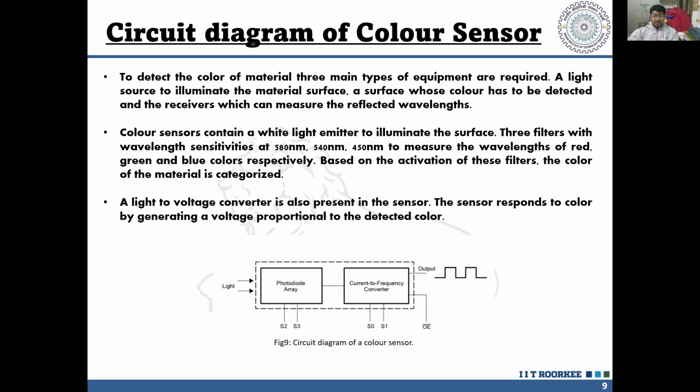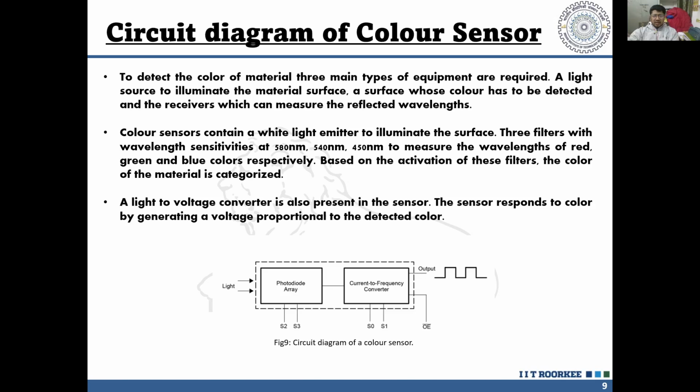Circuit diagram of color sensor. To detect the color of material, three main types of equipment are required. A light source to illuminate the material surface, a surface whose color has to be detected, and the receiver, which can measure the reflected wavelengths.